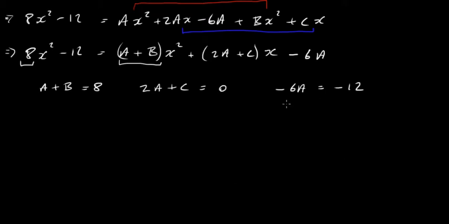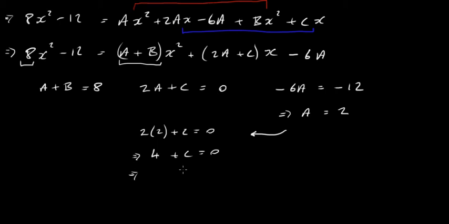So immediately then I can see here that over here I can just divide across by minus 6. So that gives me a is equal to 2. If a is equal to 2 here, I can just come across here and I can put 2 in here. So in other words, I get 2 times 2 plus c equal to 0. That gives me 4 plus c is equal to 0. That gives me c is equal to minus 4.